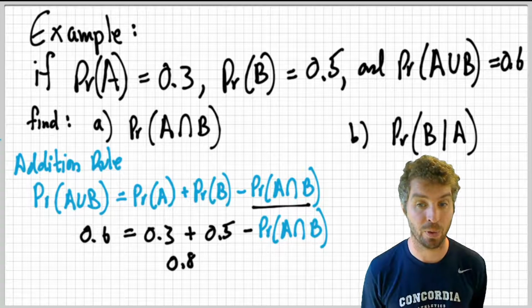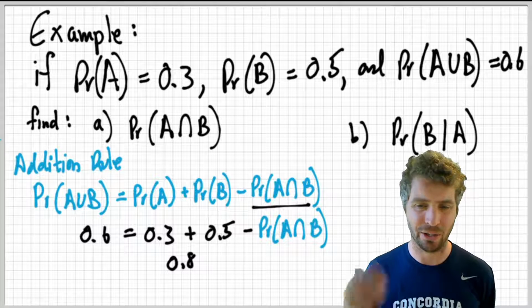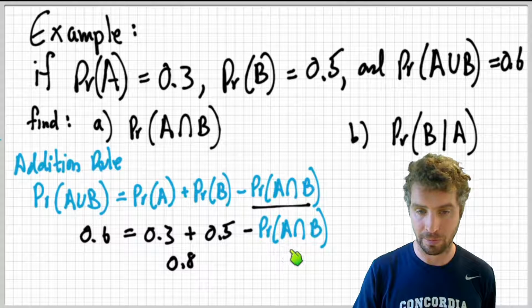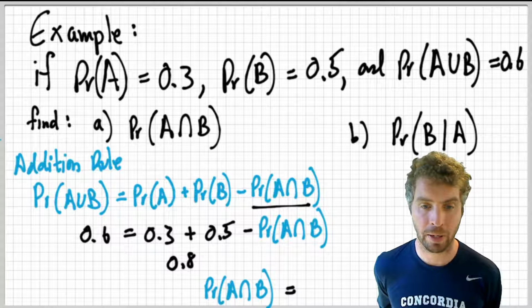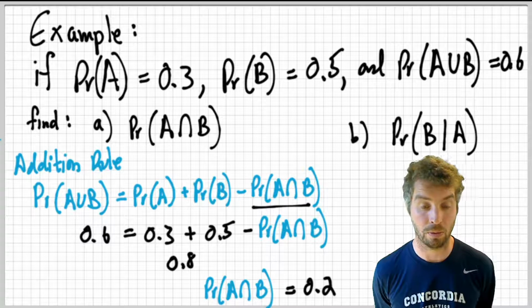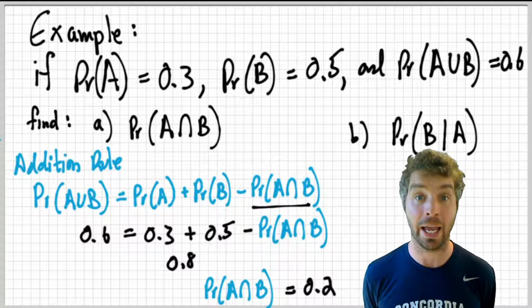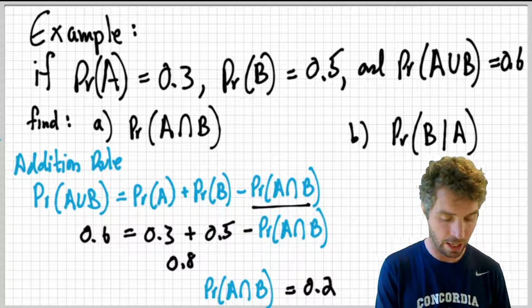I'm going to simplify here first. 0.3 plus 0.5 is 0.8, and basically we're going to have to subtract something from 0.8 to get 0.6, which most folks might be able to know is just 0.2. So that is the probability of A and B, the intersection of A and B.